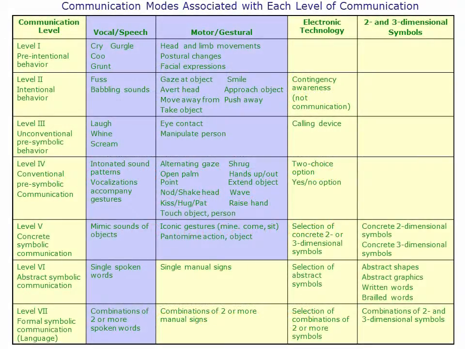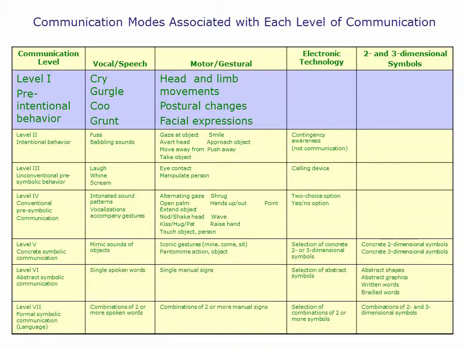This table shows the 7 levels of communication down the left, with 5 major modes of communication across the top. The blue area shows the most typically used forms of communication. At level 1, the child's behavior is not yet intentional, but when the child vocalizes by crying, cooing, grunting, moves about, changes posture, or produces facial expressions, parents and other caregivers interpret those behaviors as communicative.